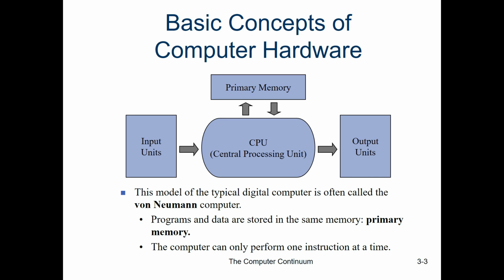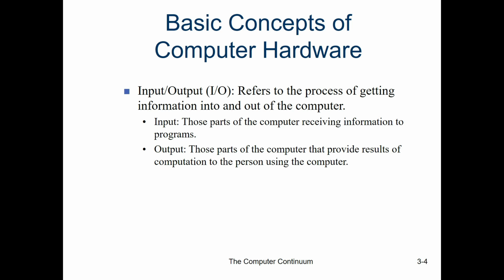This is the model of the typical digital computer which we use in our daily lives nowadays, called von Neumann, as I just mentioned. The programs and data are stored in the same memory, the primary memory. The computer can only perform one instruction at a time. That's the introduction to it.